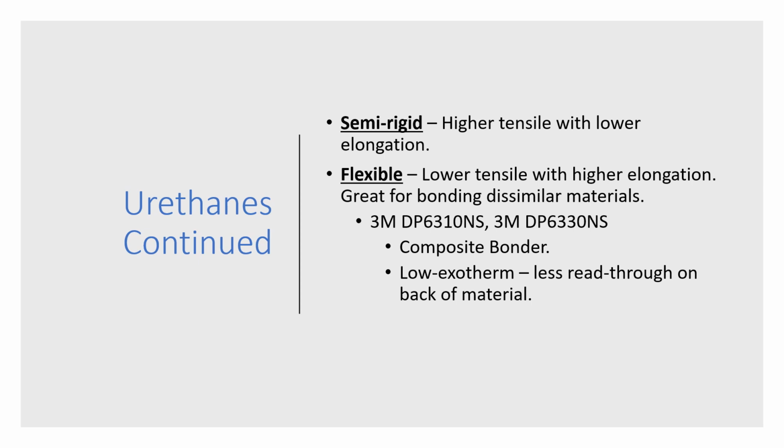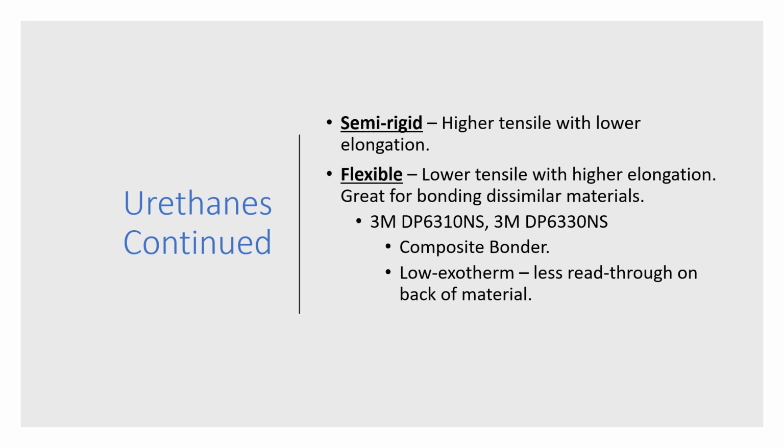There's semi-rigid and flexible. So semi-rigid is higher tensile but has lower elongation, which is flexibility. Flexible is lower tensile with higher elongation. These also, the 6300 series, so the 6310 and 6330, have low exotherm capability, so less read-through on the back of the material like we talked about. They're good for bonding composites as well.